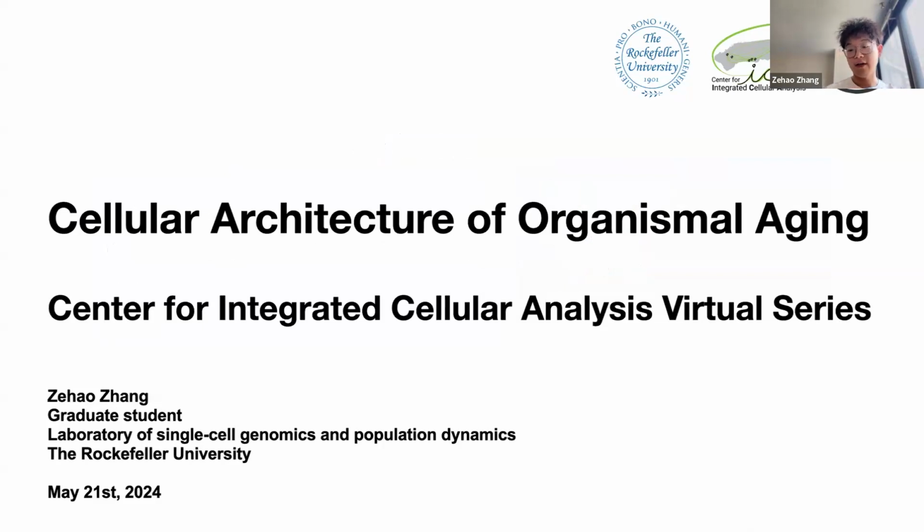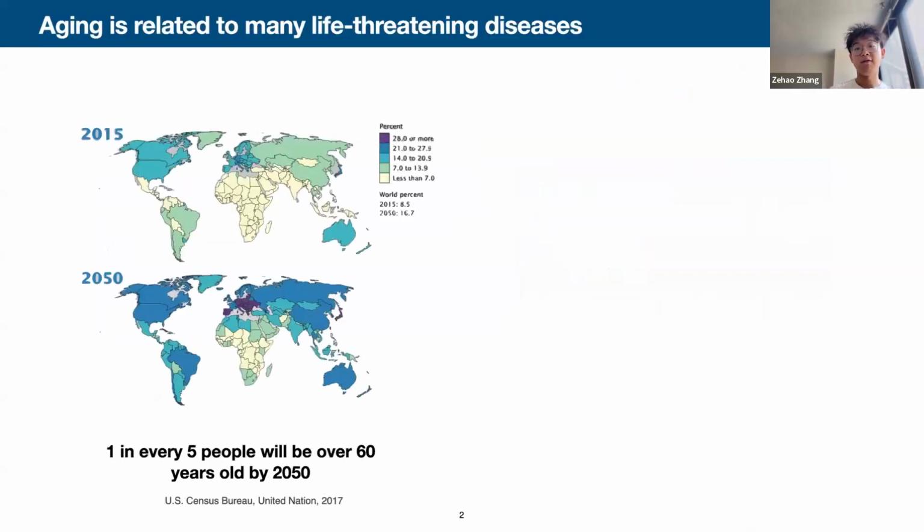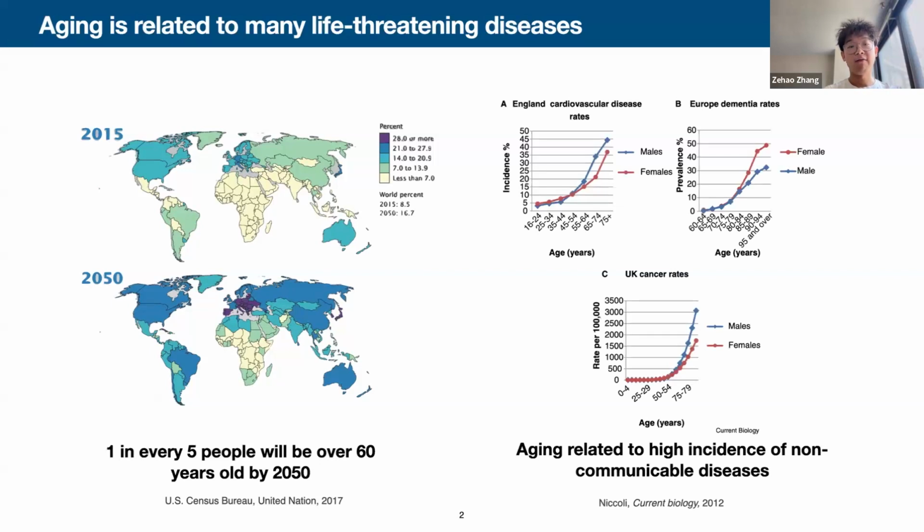We are facing a relatively aging world by the projection of the United Nations. By 2050, 20% of the world population is gonna be over 60 years old. At the same time, aging poses a very severe risk for a lot of incidents of aging-associated diseases such as cardiovascular disease, dementia, and cancer.